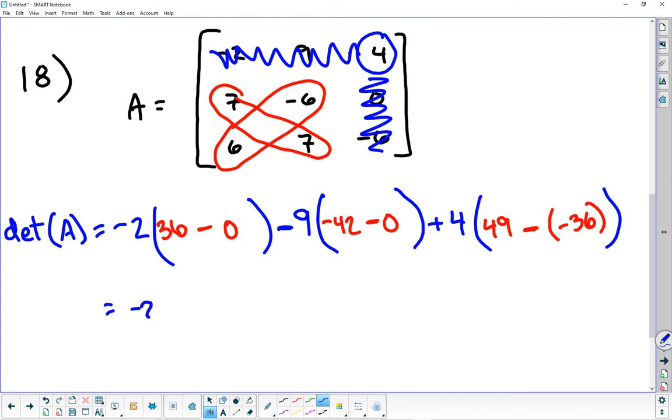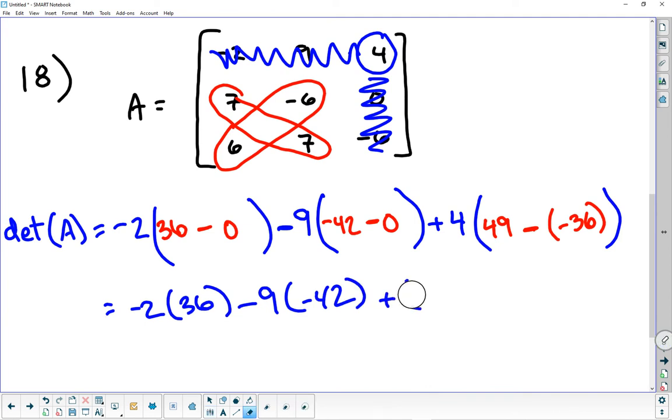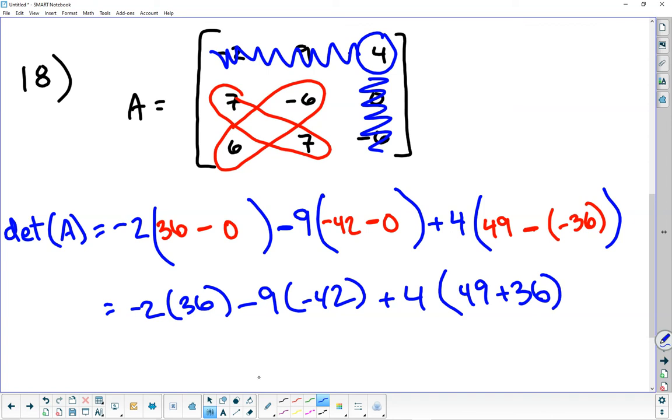So go ahead and do this. It'll be -2 times 36, minus 9 times -42, plus 4 times 49, sorry, plus 36. Okay, so whatever you get that out to be, you can go ahead and use your calculator if you need to.